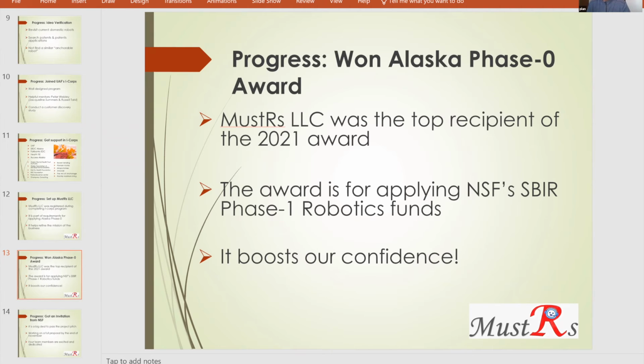So every year the Alaska SBDC selects four small businesses to give money for the Alaska Phase 1, Phase 0. So you see, we are among the top recipients. That means the judges read our proposal and understand our value. Our company is brand new, the newest one, but they put us as a top recipient. So that really boosts our confidence.